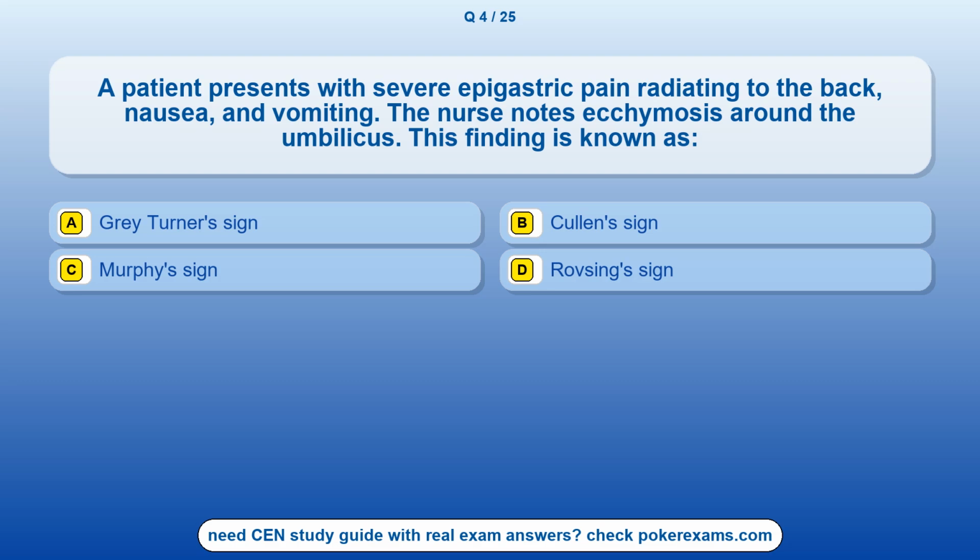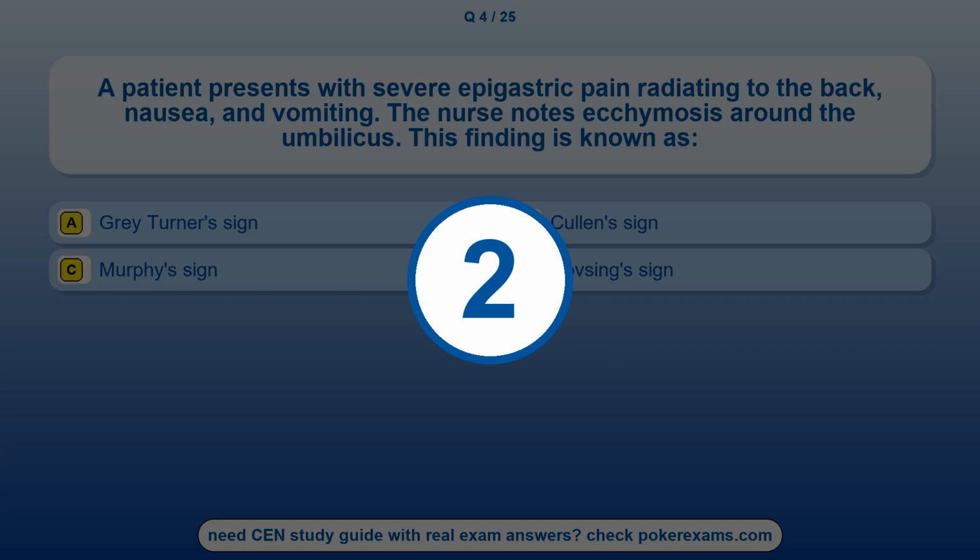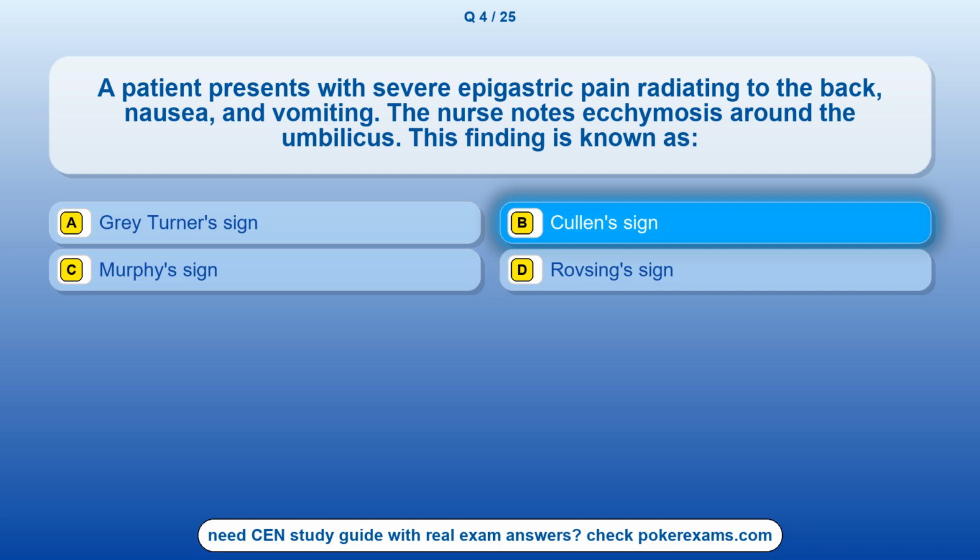Question 4. A patient presents with severe epigastric pain radiating to the back, nausea, and vomiting. The nurse notes ecchymosis around the umbilicus. This finding is known as: Option A. Grey-Turner's sign. Option B. Cullen's sign. Option C. Murphy's sign. Option D. Rovsing's sign. The correct answer is option B.